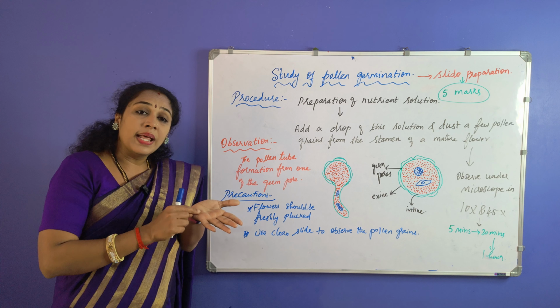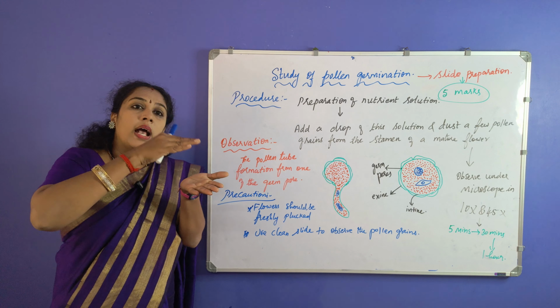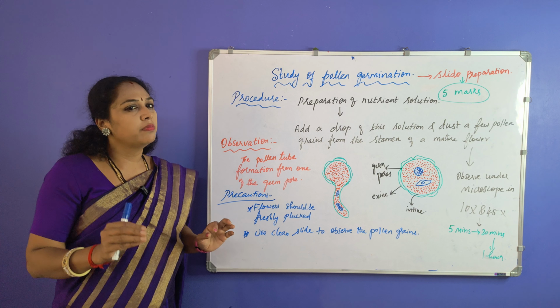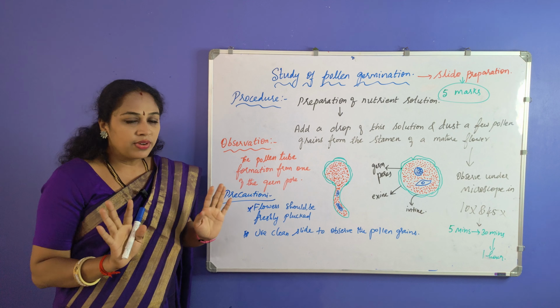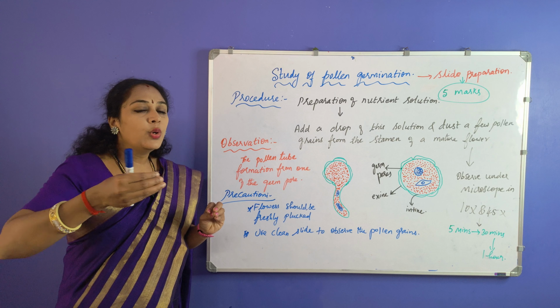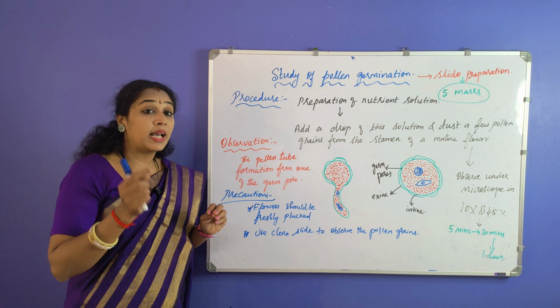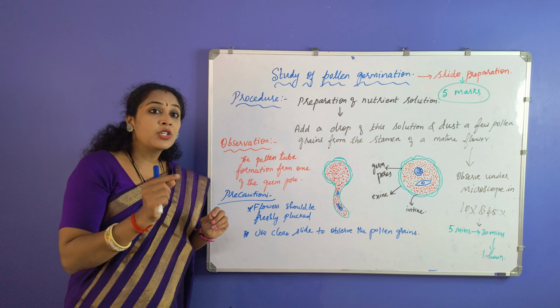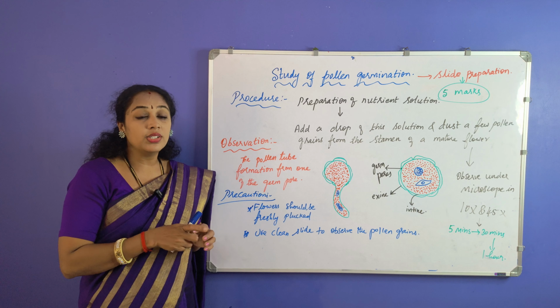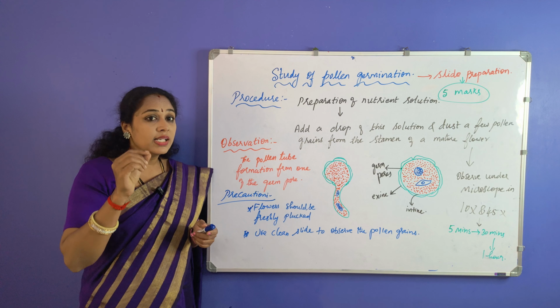Then you have to place a thin transparent cover slip on top of that, and then you have to leave it for a minimum of 5 minutes. Immediately, within 5 minutes, you cannot see it, but you have to leave it for some time. From 30 minutes to 1 hour, you can see the pollen tube that germinates. And the pollen tube formation also varies from one flower's pollen to another, because pollen tube formation is not an easy process.